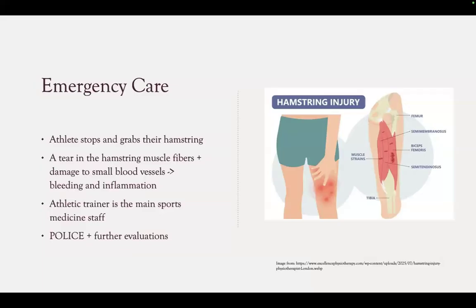The coach should remove the athlete from the competition. If at this point there is also a physician at the race, it can happen. The physician can help the trainer to assess what happened, what's going on, and try to help the athlete as much as they can. And in the further stages, we are going to do more evaluations, and then we are going to apply the POLICE principle, which stands for protection, optimal loading, ice, compression, and elevation.